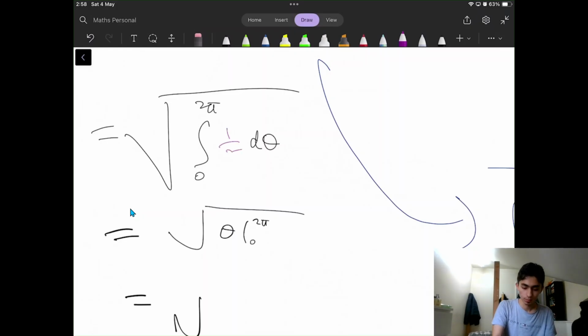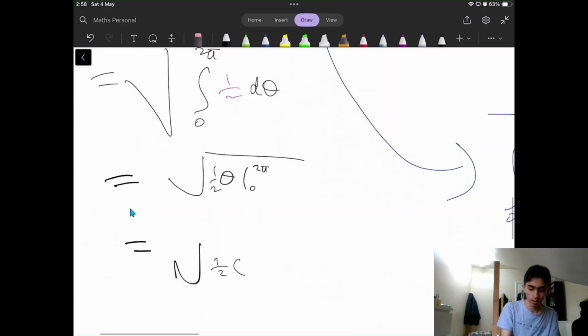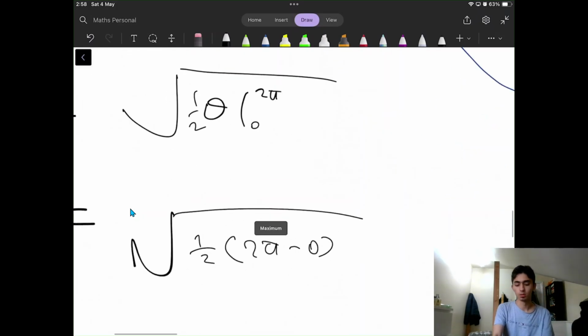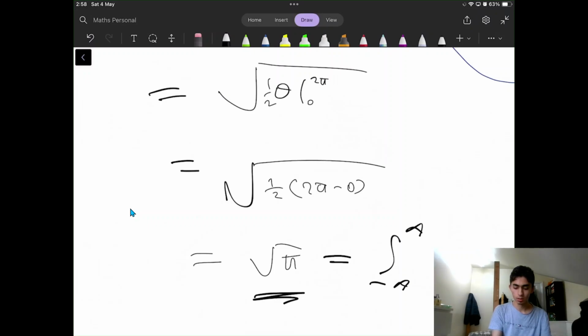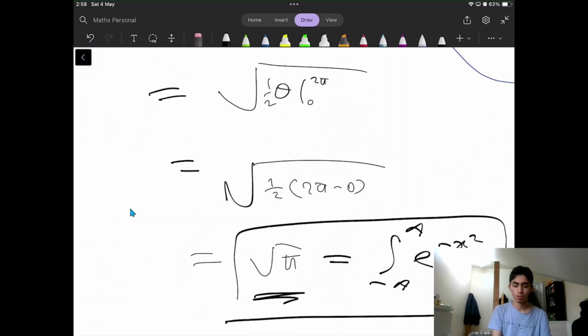Half, right? So half theta, which means that if you put the limits in, you get 2 pi minus 0 with the square root. That's just 2 pi times a half, which is pi. And the square root remains. And quick reminder, this just equals the Gaussian integral. I've now shown you why the Gaussian integral is root pi.